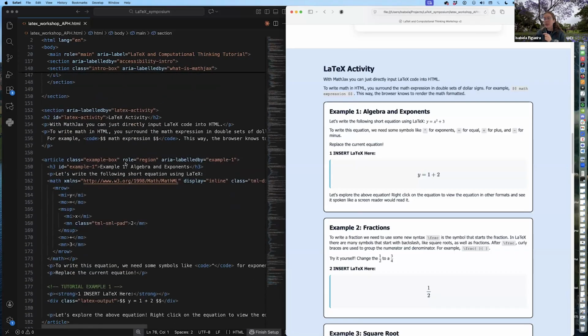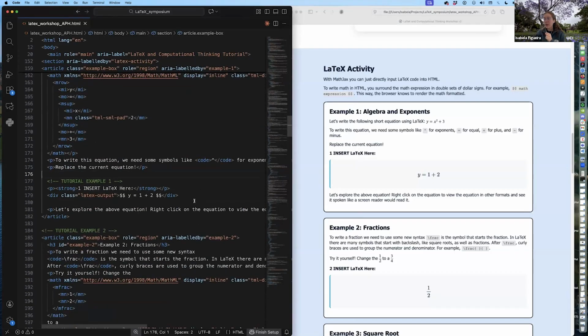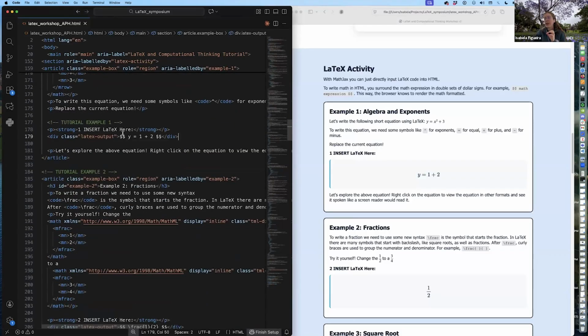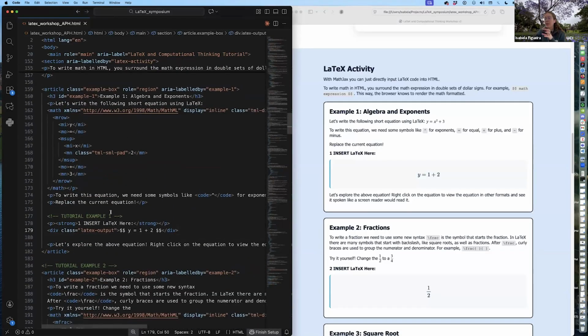Let's go to the first example. So I'm scrolling down to line 177. This is where the first example that we're going to write is. So we're going to write the following short math equation, y equals x squared plus 3. And to write this equation, we're going to need some symbols. For example, the caret, the up caret, that's for making an exponent. We need the equal sign for equals, the plus sign is for the plus, and the dash is for minus.